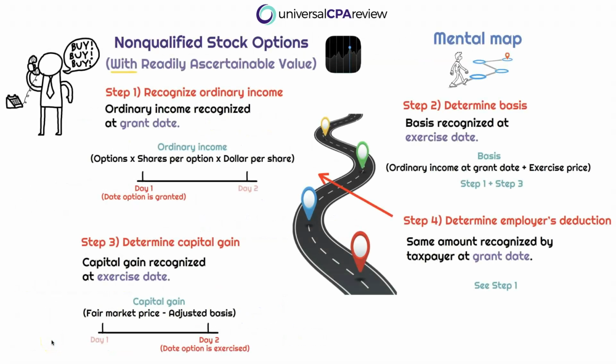Okay, so let's start by talking about non-qualified stock options with a readily ascertainable value. And this is again saying that the options are traded on an open exchange. So Dan is receiving stock options from Home Goodies, which is a publicly traded company in this case. So again, let's stick to the 4 tax implications. So let's start by asking ourselves, when is ordinary income going to get recognized? So what you need to keep in mind is that if this is a non-qualified stock option that has a readily ascertainable value, that means that it is going to get taxed as ordinary income at the date of grant.